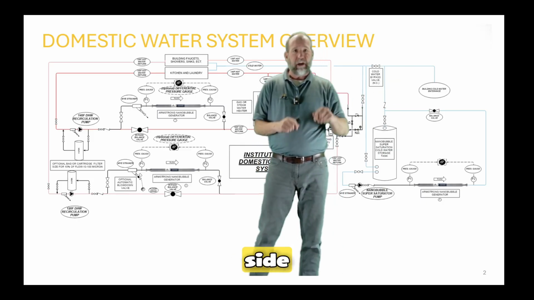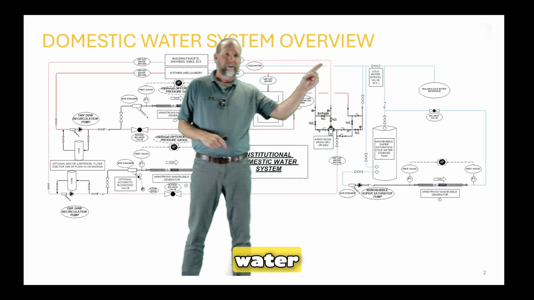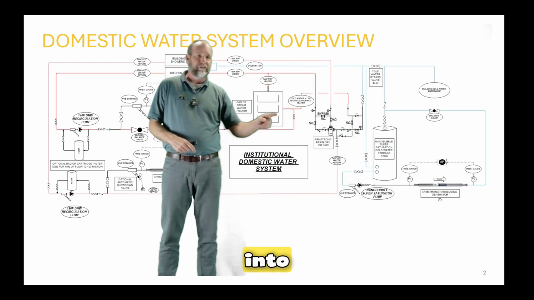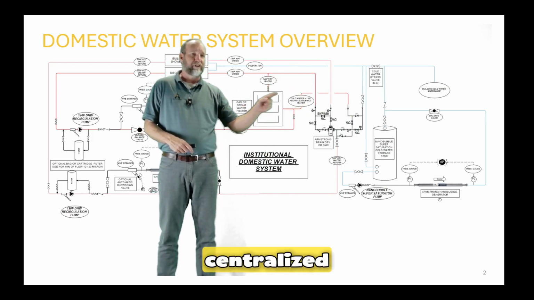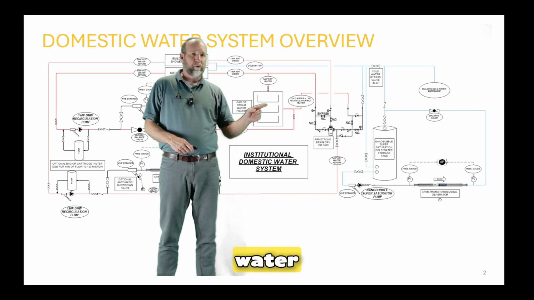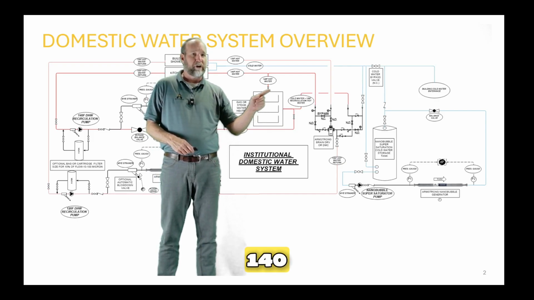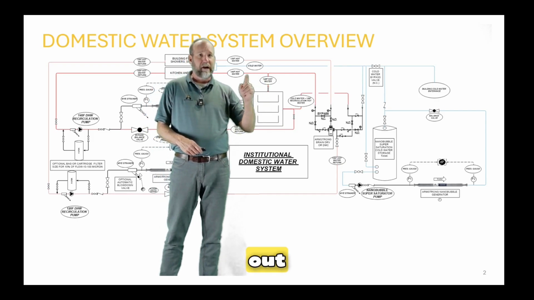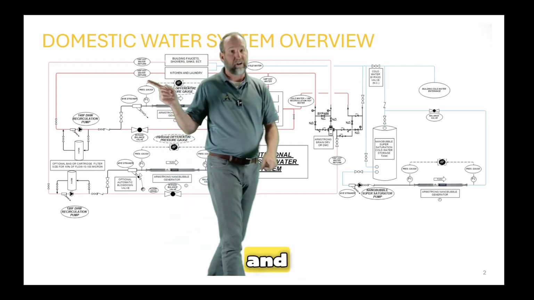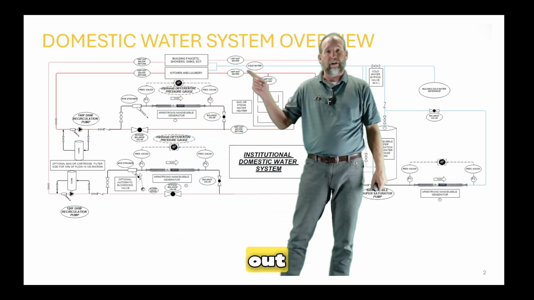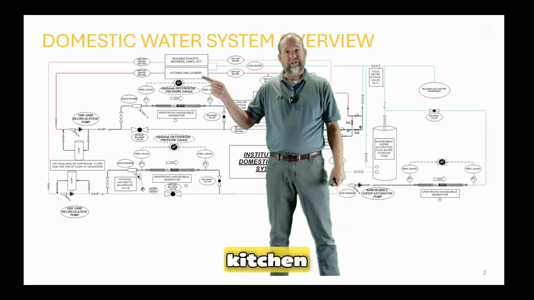On the hot water side, essentially what we've got is our cold water coming in here, comes down, comes into our hot water heater, right? If we have a centralized water heater, it's going to heat that water up to 140 degrees and send that out to our kitchen and laundry. So typically we're going to send out 140 degrees to our kitchen and laundry.